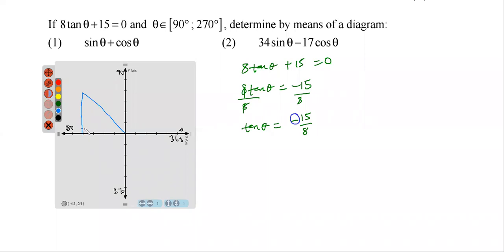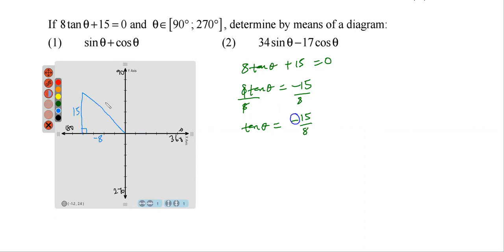Now, when we draw a triangle, this is our 90, and what is given to us is tan. We know that tan theta equals opposite over adjacent. So what is our opposite there? Our opposite there is 15. What about our adjacent? It's -8, because you see that x is negative in the second quadrant. That's why we have adjacent negative here.